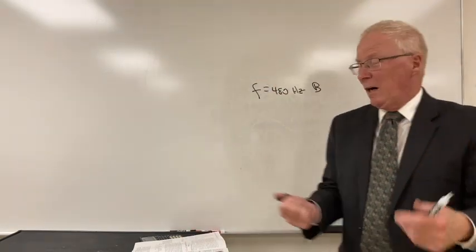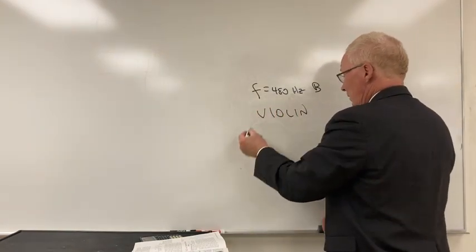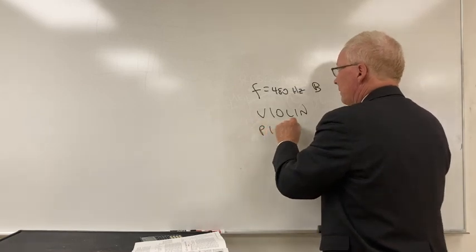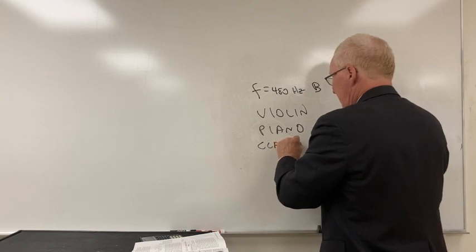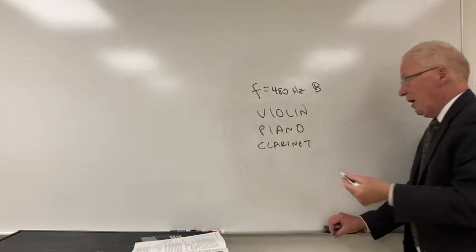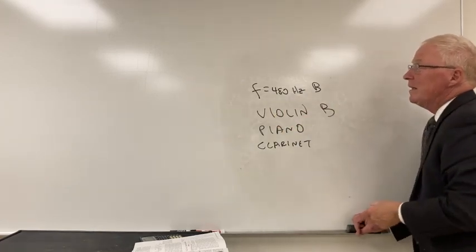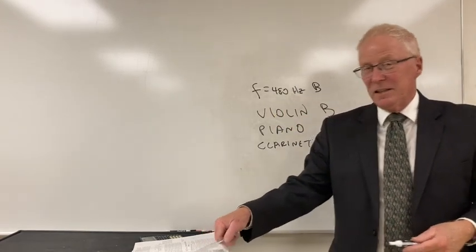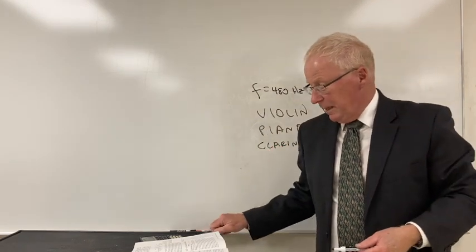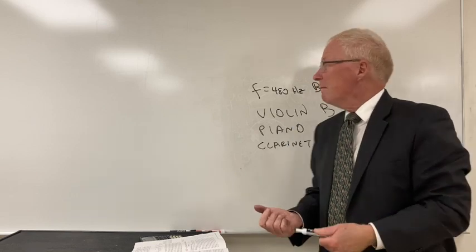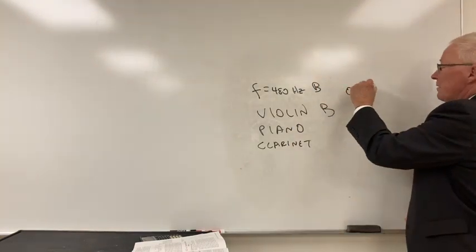If we have something more complicated, say a violin or a piano or a clarinet, they have distinct sounds to them. If we play a B, which again is 480, a B on a violin does not sound like a B on a tuning fork. It has a much richer sound to it. And in this case, what it has are overtones.